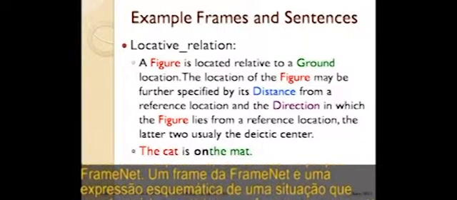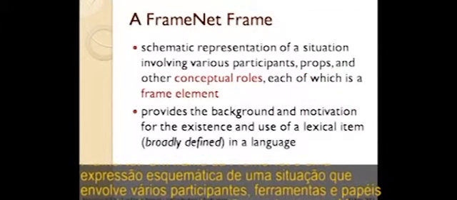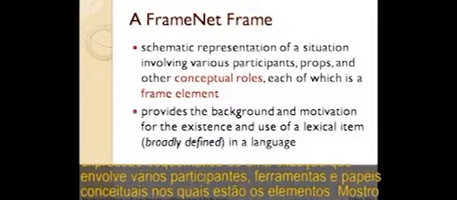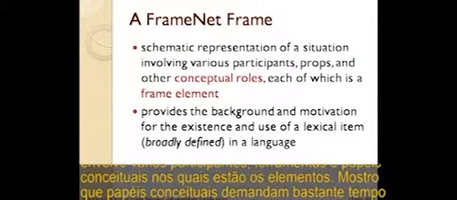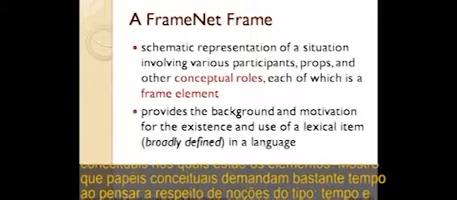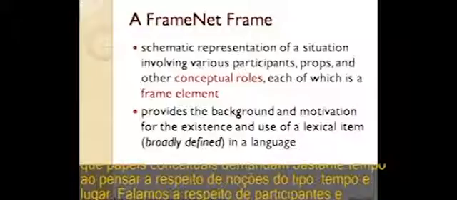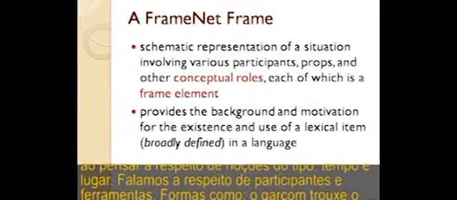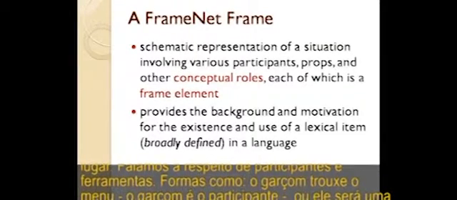Now that we've seen some FrameNet frames with some typical examples, let's go back and consider the definition of a frame that we had yesterday, only now look at it more specifically in terms of FrameNet. So a FrameNet frame is a schematic representation of a situation involving various participants, props, and other conceptual roles, each of which is a frame element.